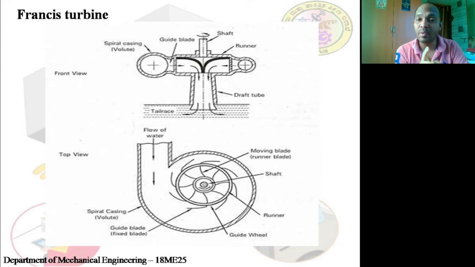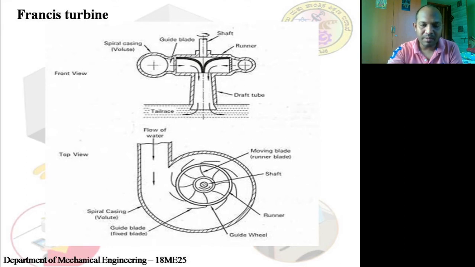Was this draft tube there in the impulse turbine? No. The draft tube wasn't there in the impulse turbine, only the tail race was there. Now here the draft tube is there in order to reduce the velocity of the outcoming water from the turbine blades. Is that clear?